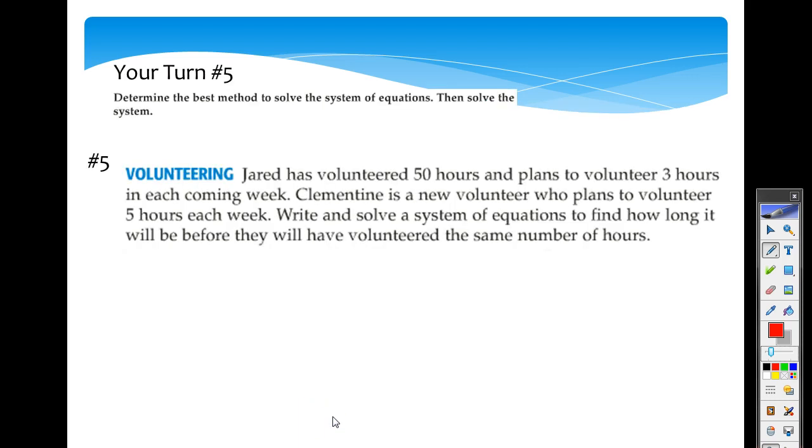Okay, so this is your turn. Determine the best method of solving the system of equations and solve the system. Okay, and I believe this is the last problem.